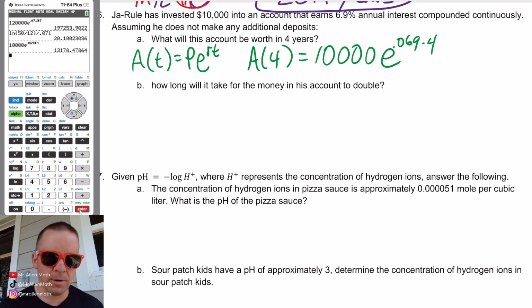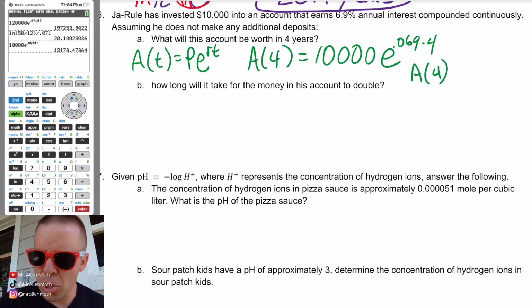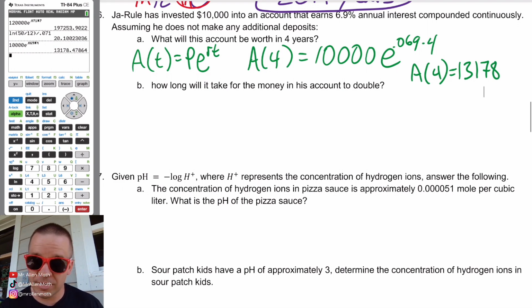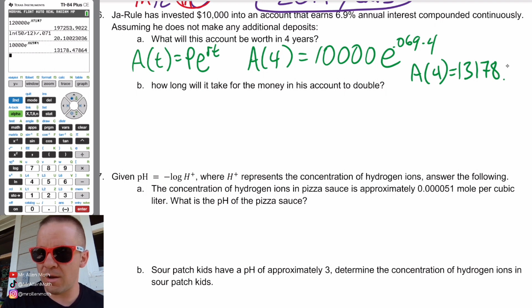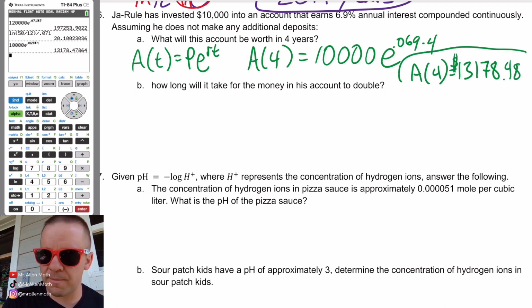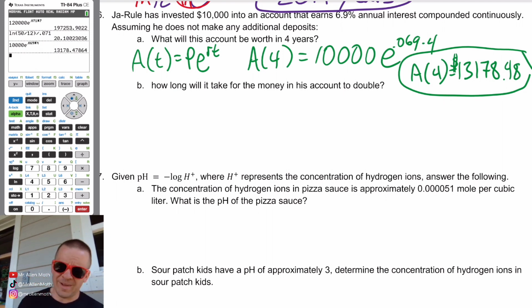All right. There we go. And we get 13,178.48. So A of 4 is 13,178.48. I can't see my calculator; you can see it, but I can't see it. Usually, since this is money, we'll do 2 decimal places, right? So there we go. Cool. I like it. That's awesome.